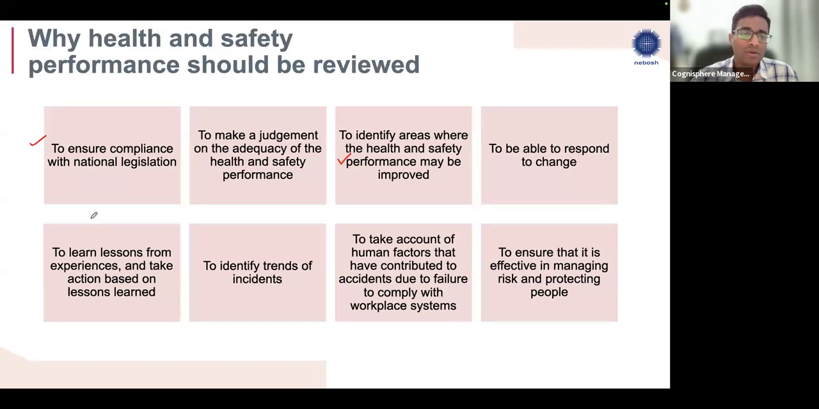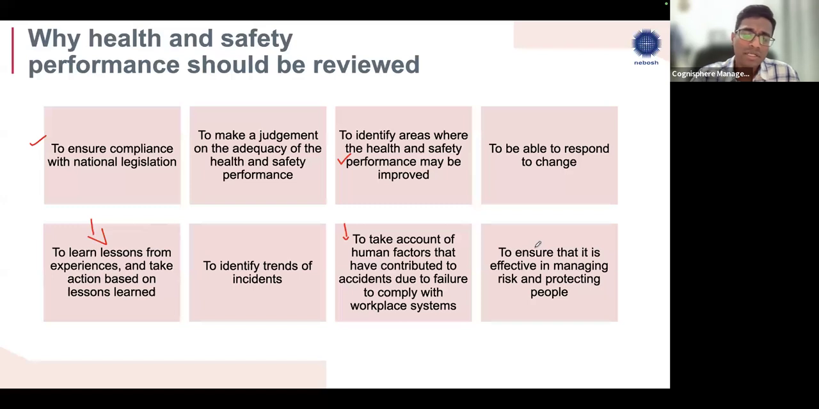Okay, and to learn lessons from experiences and take action based on lessons learned, and to identify trends of incidents. So, at what rate incidents are occurring in your workplace, and then to take account of the human factors that have contributed to the accidents. Okay, and to ensure that it is effective in managing risk and protecting people.